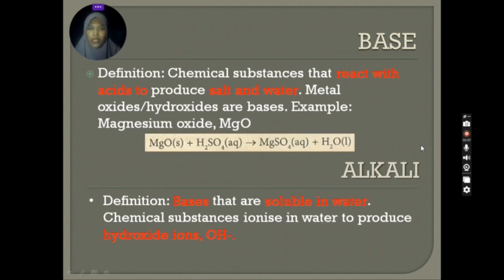Next, we will learn about base. Base is a chemical substance that reacts with acid to produce salt and water. Metal oxides or metal hydroxides are also bases. For example, magnesium oxide. Magnesium oxide reacting with sulfuric acid produces magnesium sulfate, the salt, and water, only one molecule. Next is alkali. Alkali is also a base that is soluble in water. It is a chemical substance that can ionize in water to produce hydroxide ions.